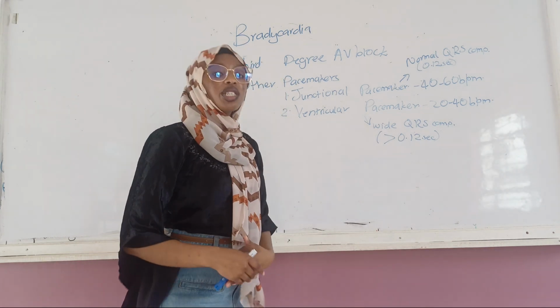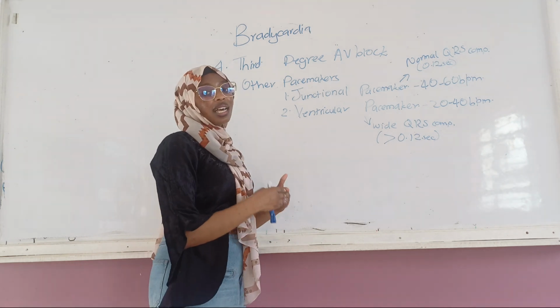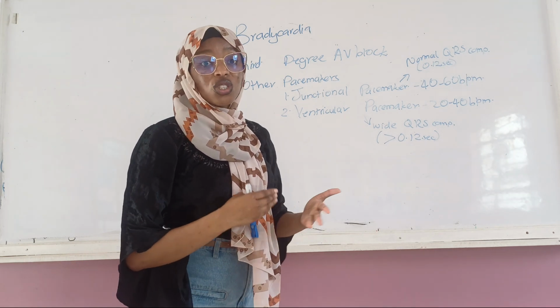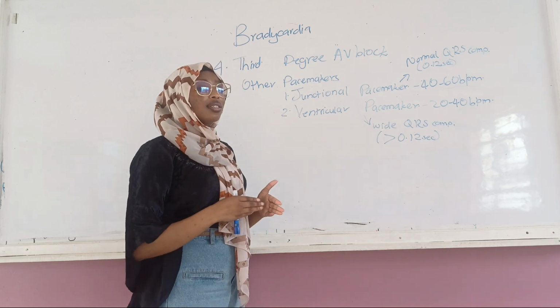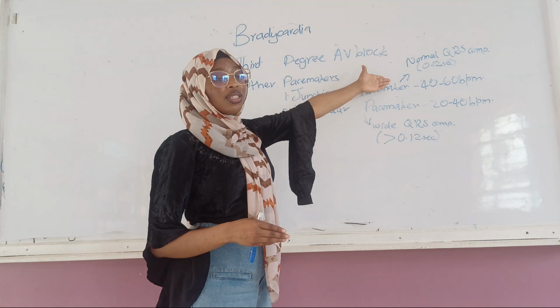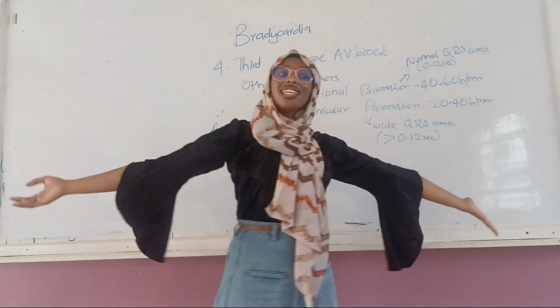And a huge difference between the second degree AV block and the third degree AV block is that in the third degree AV block, the QRS complexes are not dropped. They are present, okay? So they can either be normal, which is a narrow QRS complex, or they can be a wide QRS complex. That's it.